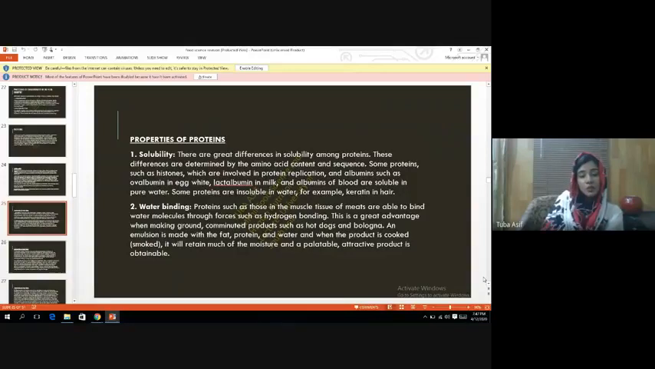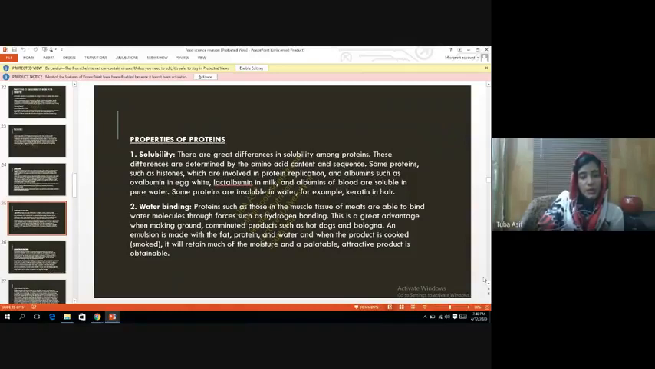Proteins such as those in the muscle tissue of meats are able to bind water molecules through forces such as hydrogen bonding. This is a great advantage when making ground comminuted products such as hot dogs and bologna. An emulsion is made with the fat, protein, and water, and when the product is cooked it will retain much of the moisture and a palatable, attractive product is obtained.